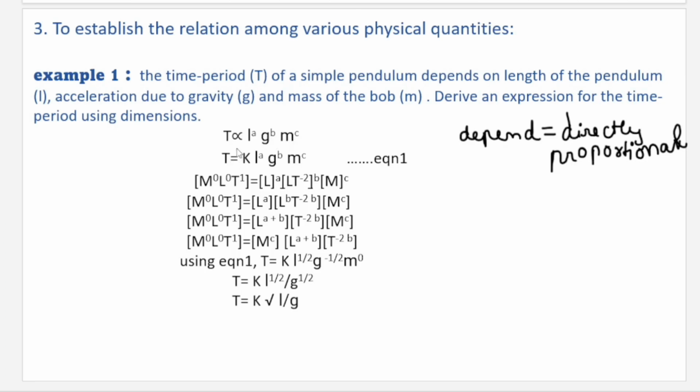So to replace the directly proportional symbol with an equal to symbol, we make use of k, which is a dimensionless constant. So we get the equation T is equal to k, L to the power A, g to the power B, and m to the power C. We consider this as our equation 1.